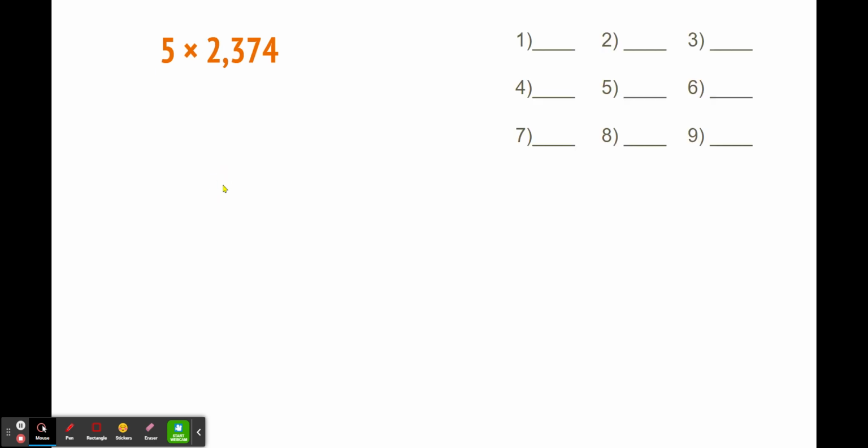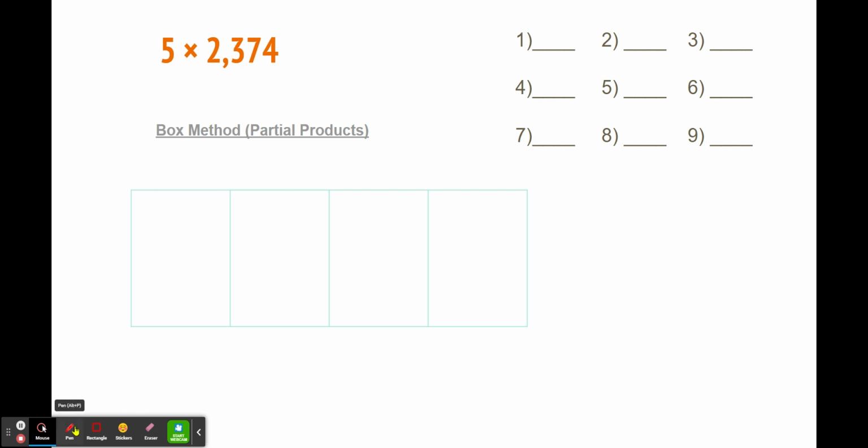The first way that we're going to be doing this is our box method, or partial products, but first we're going to fill out something called 9 lines. Now, the great thing about 9 lines is this helps us figure out all of our work. So when we're actually multiplying our larger number, it makes it a little bit easier. So for the box method, we are going to list all of our multiples of 5.